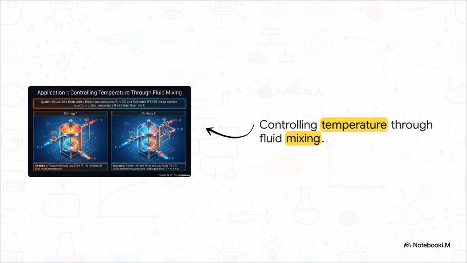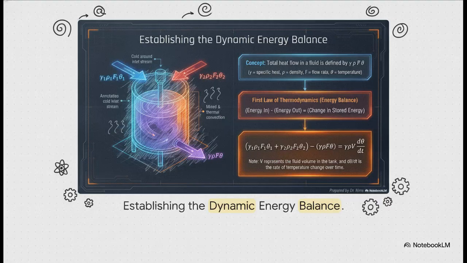Imagine we have two fluids with different temperatures, theta 1 and theta 2, and different flow rates, F1 and F2. They're entering a tank, and our goal is to achieve a perfectly uniform outlet temperature, theta. We generally have two control strategies here. Strategy 1, on the left, regulates just the cold liquid flow, F1, to manage the final mix temperature. Strategy 2, on the right, is a bit more complex. It controls the ratio of hot and cold fluids, so F2 over F1, while perfectly maintaining a constant total output flow, F.